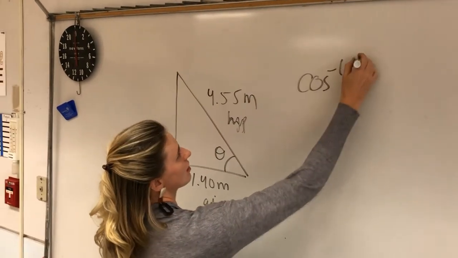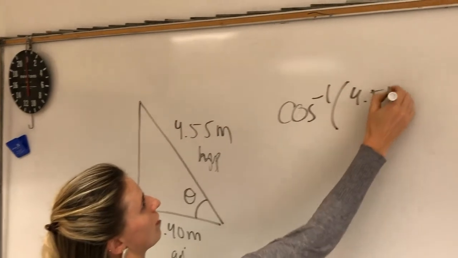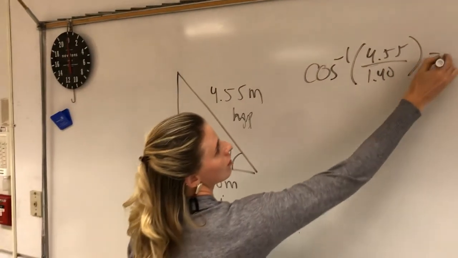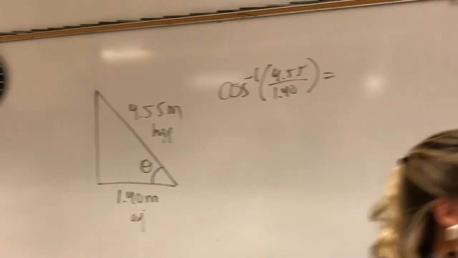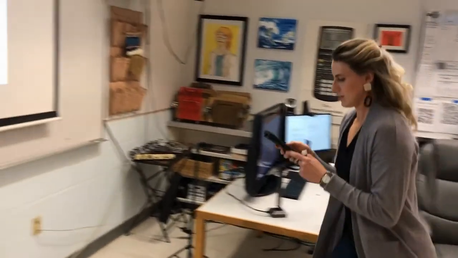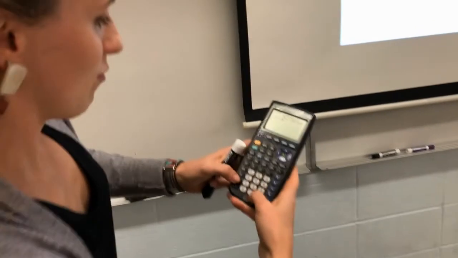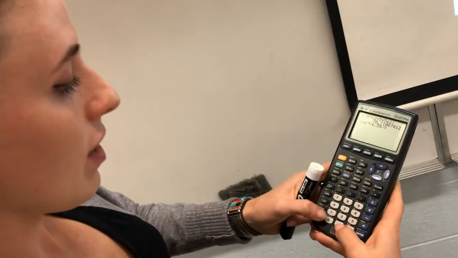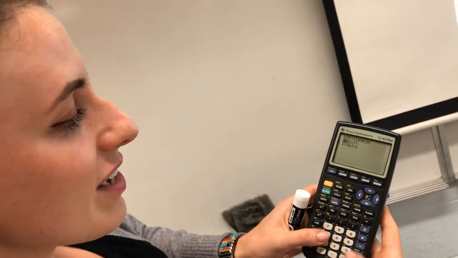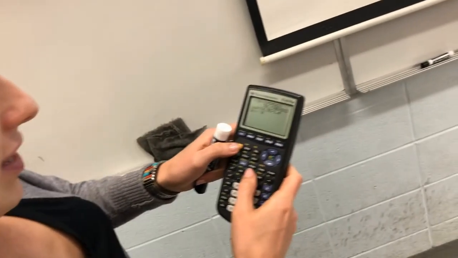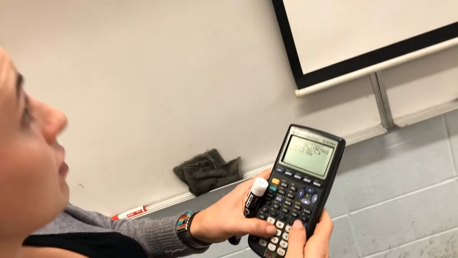Cosine inverse of 4.55 divided by 1.40. And I get, my calculator's over here, cosine inverse, I always say cosine -1, 4.55 divided by 1. Okay, that's what the calculator says. Oh. Let me do that again. 4.55 divided by 1.4. Boom. Oh.